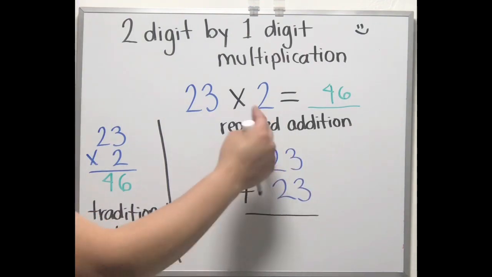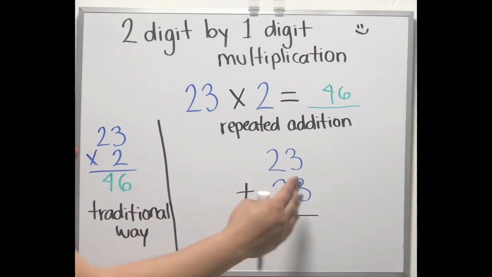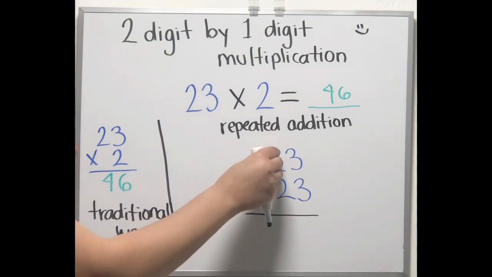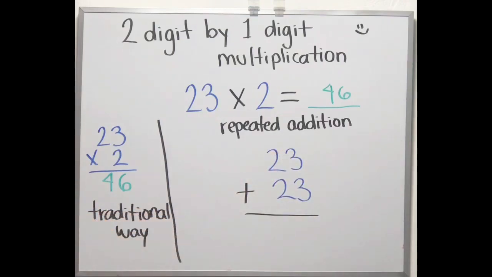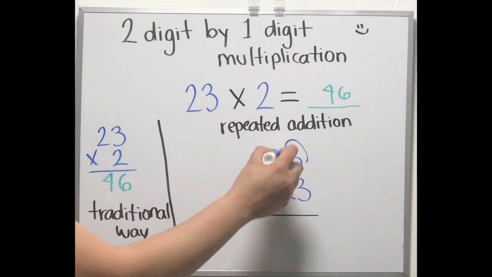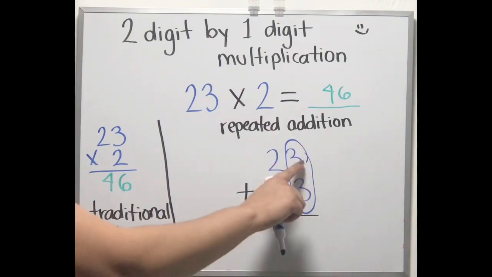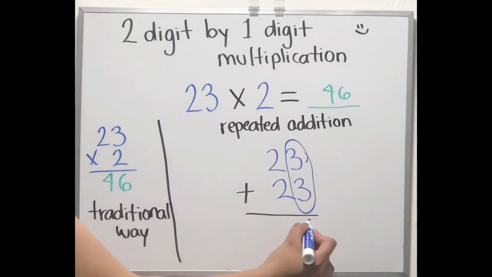And if you have hundreds, then your hundreds. Okay, so please do not start adding to this side. Okay, you need to start adding on the ones. So in this case, it's going to be 3 plus 3. 3 plus 3 is 6.